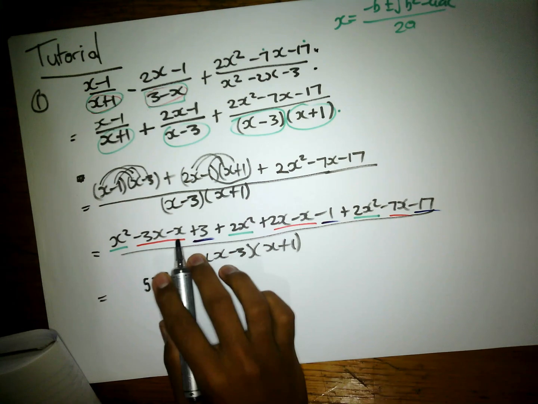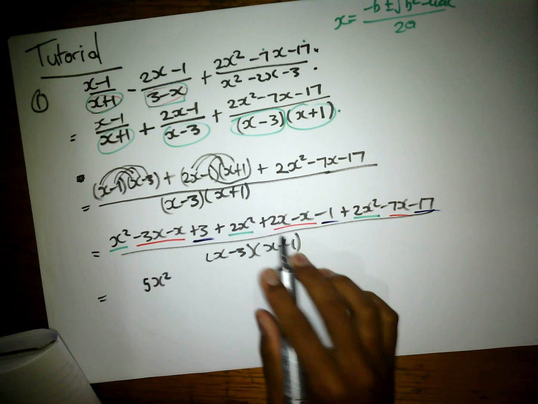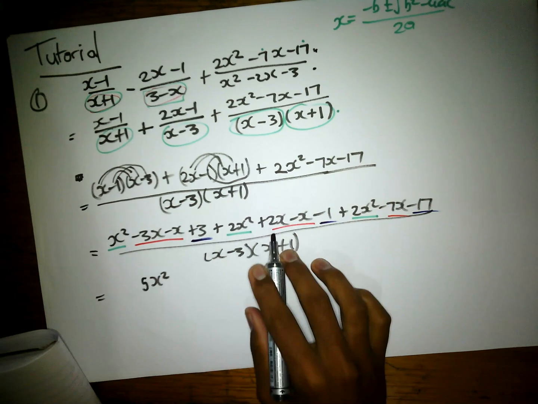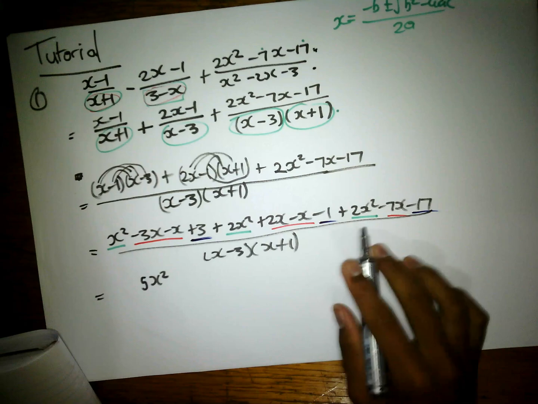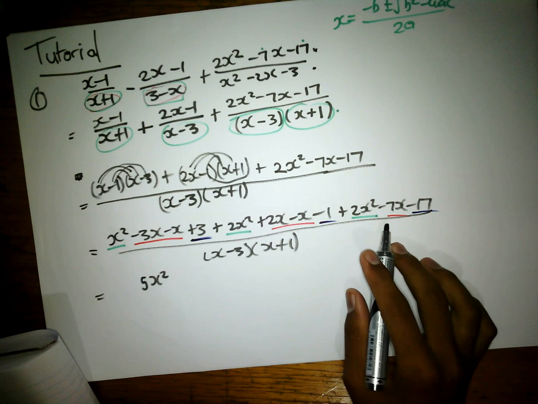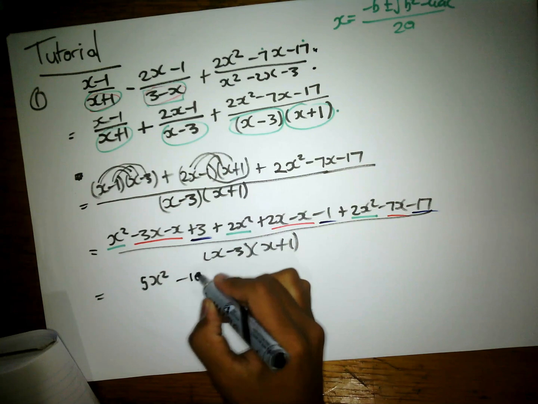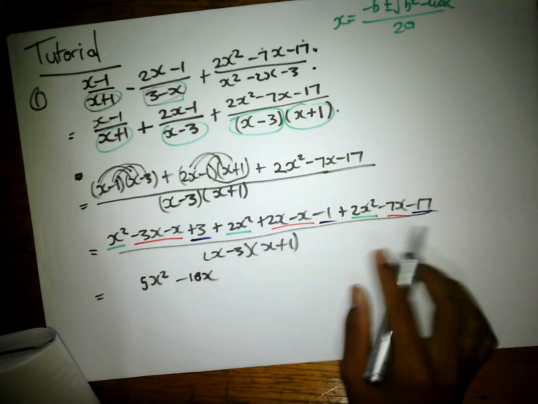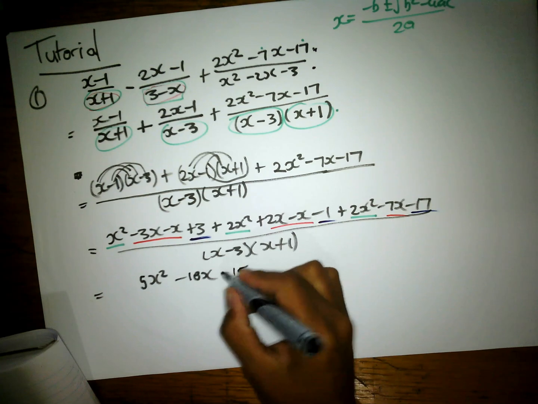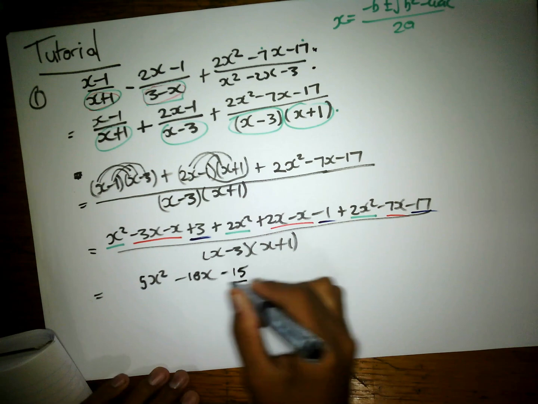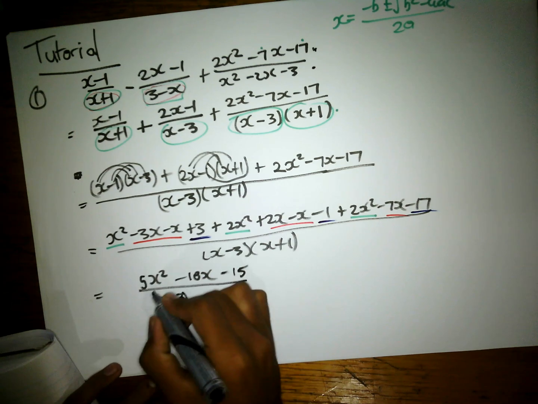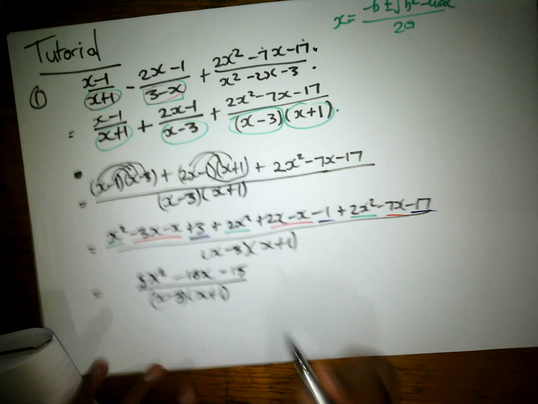So minus 3, 4, 2, minus 3, minus 4, minus 2, minus 3, 7, minus 3 and minus 7 is minus 10x, 3, 17, 18, minus 15, over, like that.